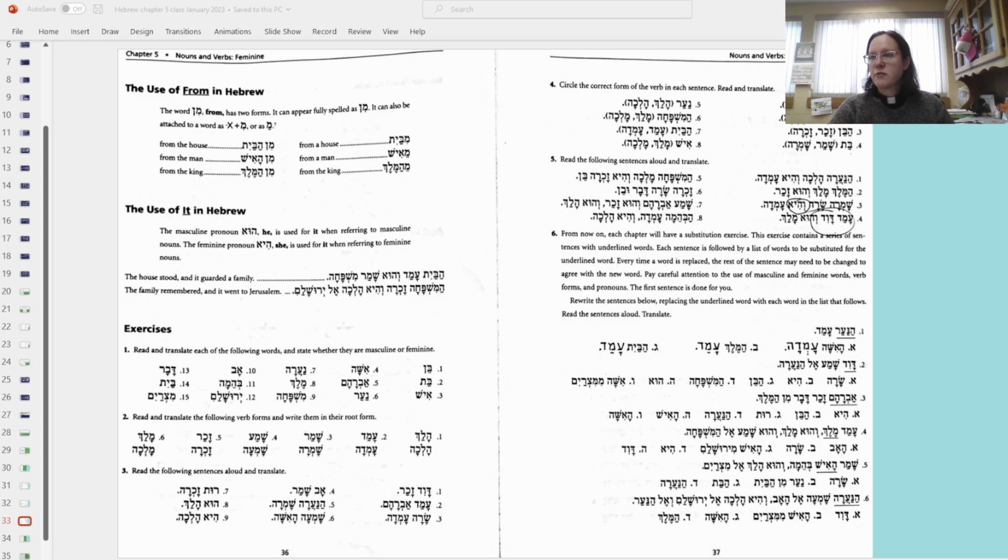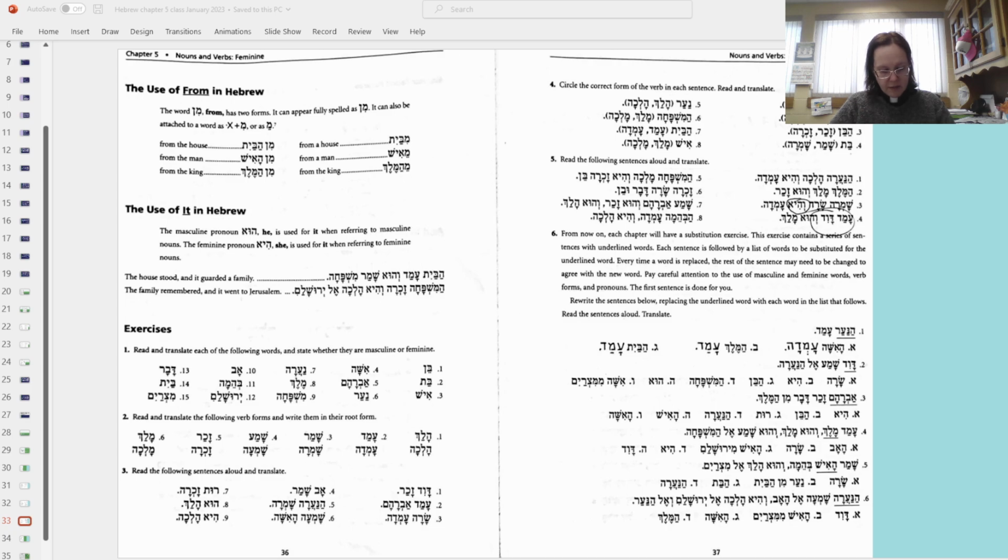The first example: the house stood and it guarded the family. Ha bayit, amad, v'hu, shamar, mishpachat. So you can see that all of the verbs in that first one are masculine. Those verbs are masculine, so the "it" is a masculine "it".